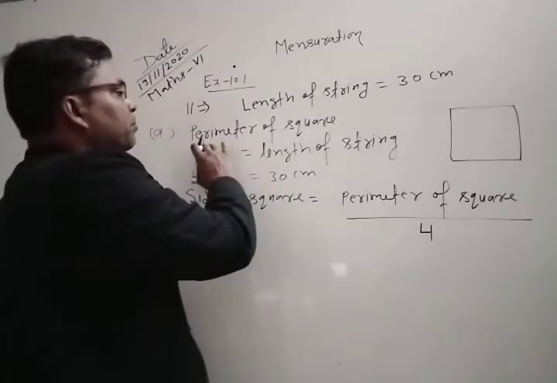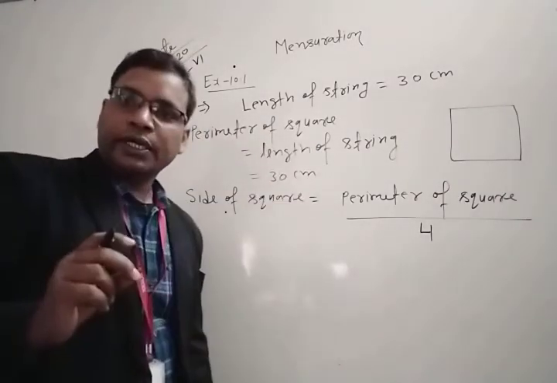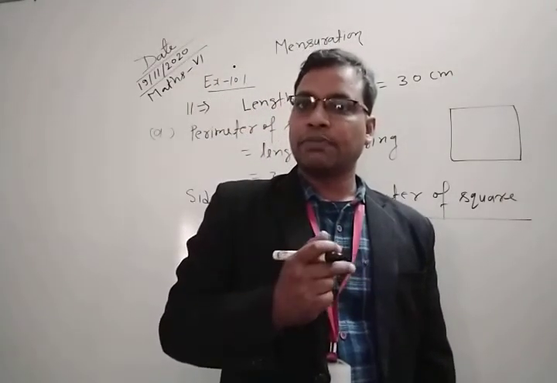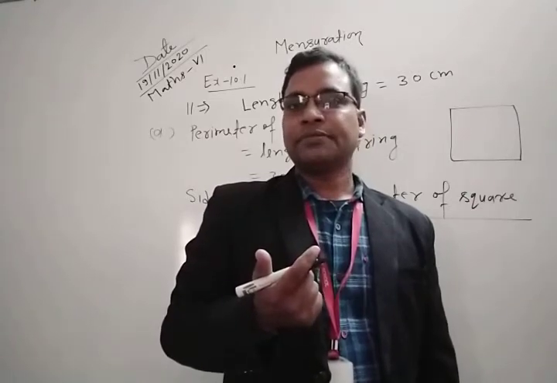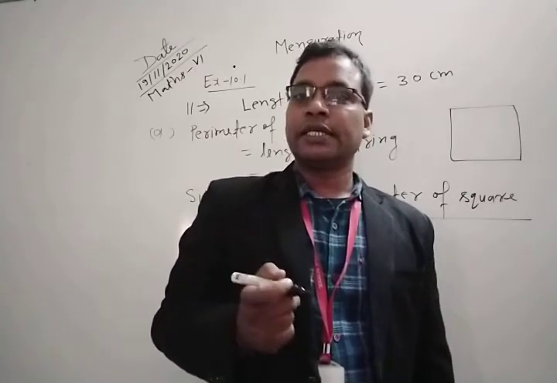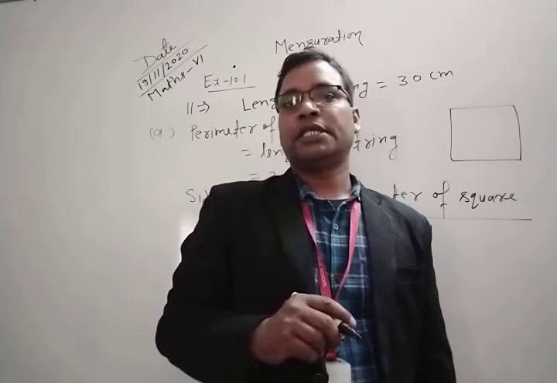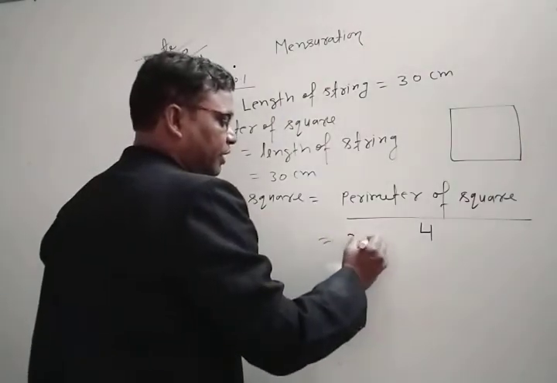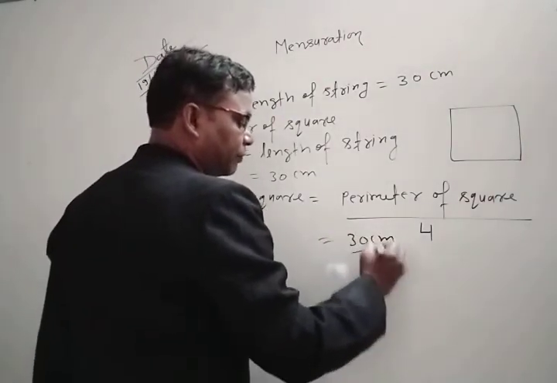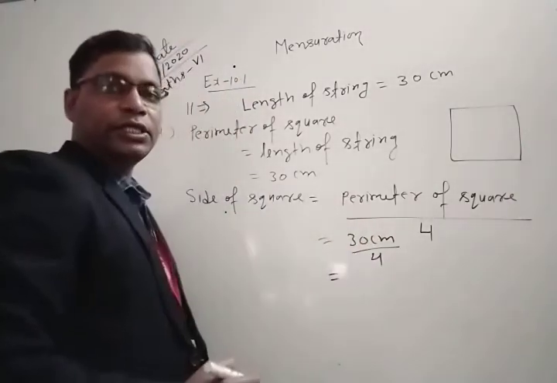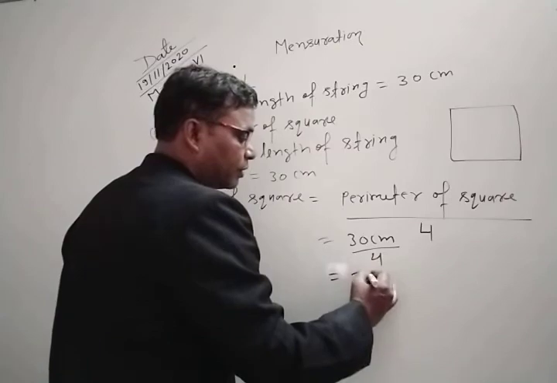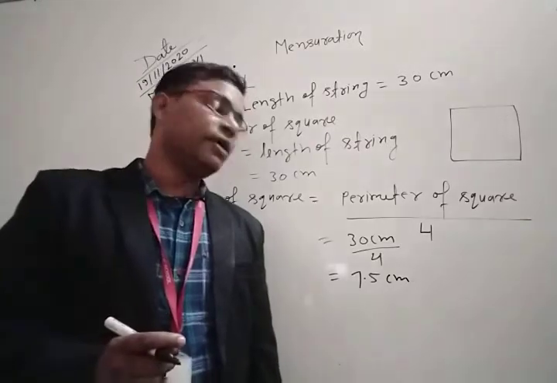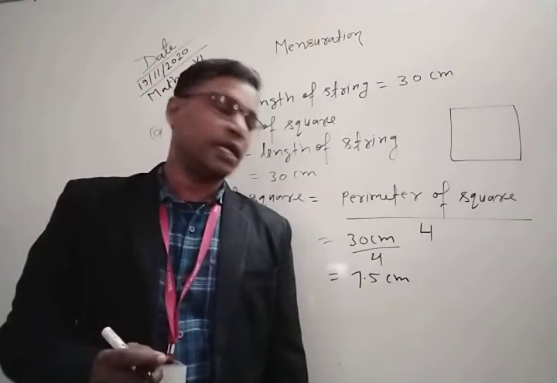So here we have the perimeter of square as 30 centimeter. Why do we take 30 centimeter as the perimeter of the square? Because this square is formed by the given string, and the length of the string is 30 centimeter. So the perimeter is also 30 centimeter. So here it would be 30 centimeter by 4. This is equal to 7.5 centimeter. When you divide 30 centimeter by 4, you obtain 7.5 centimeter.